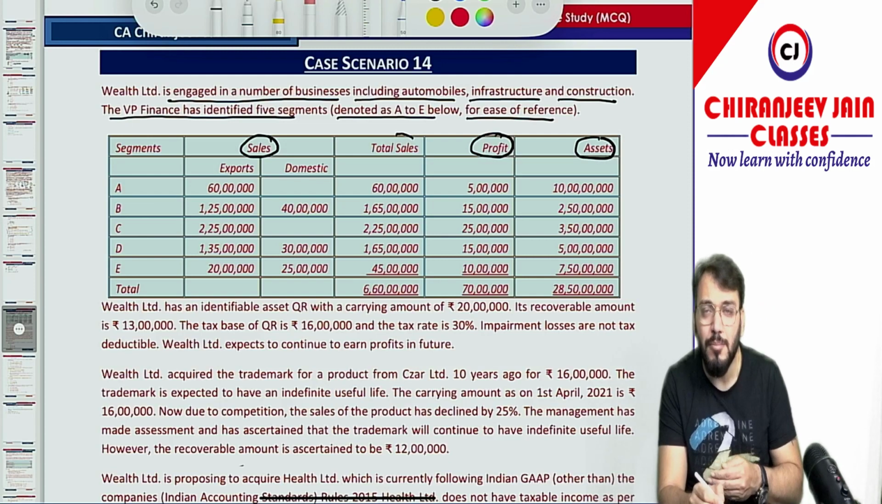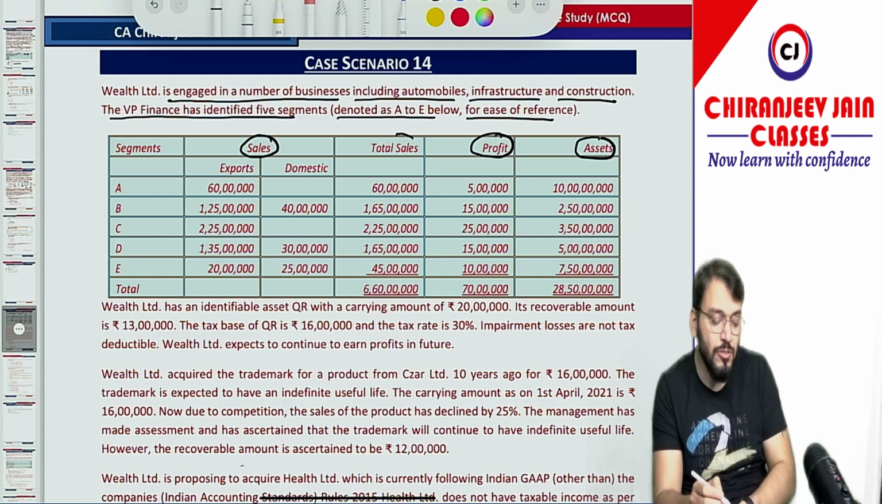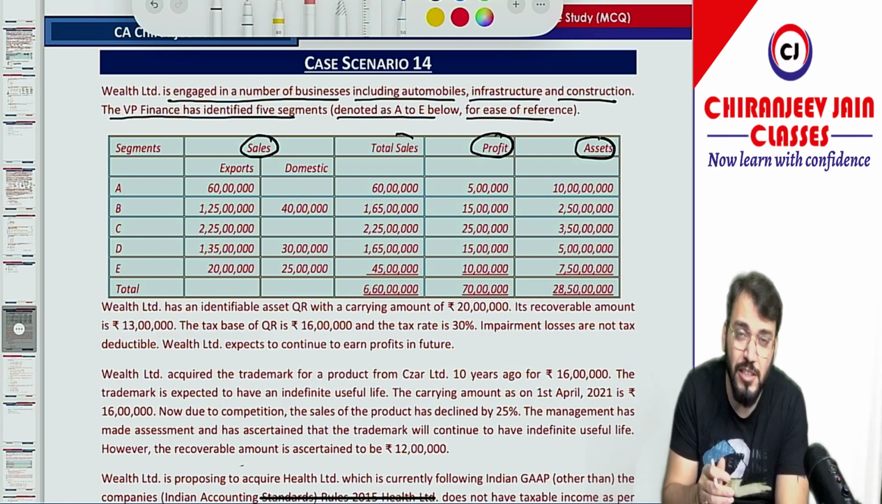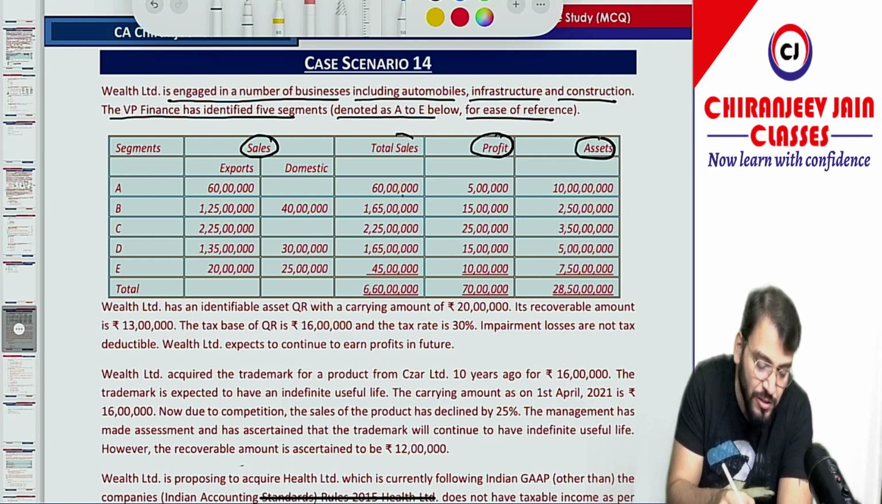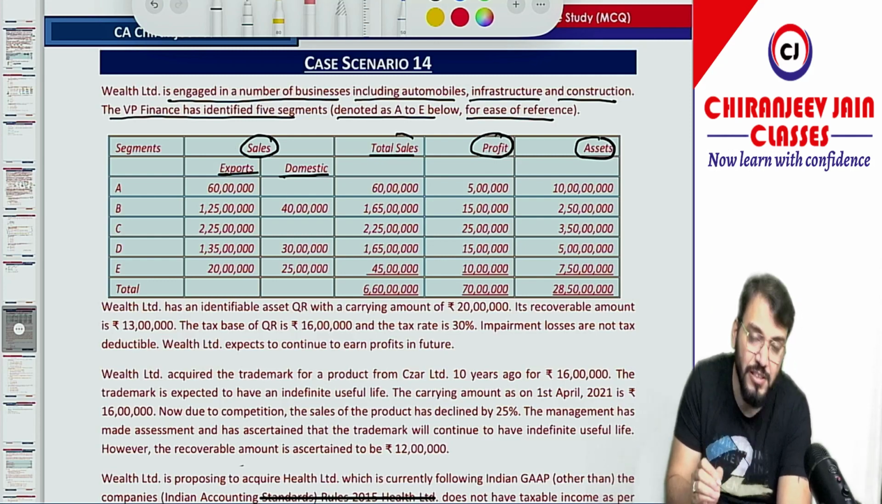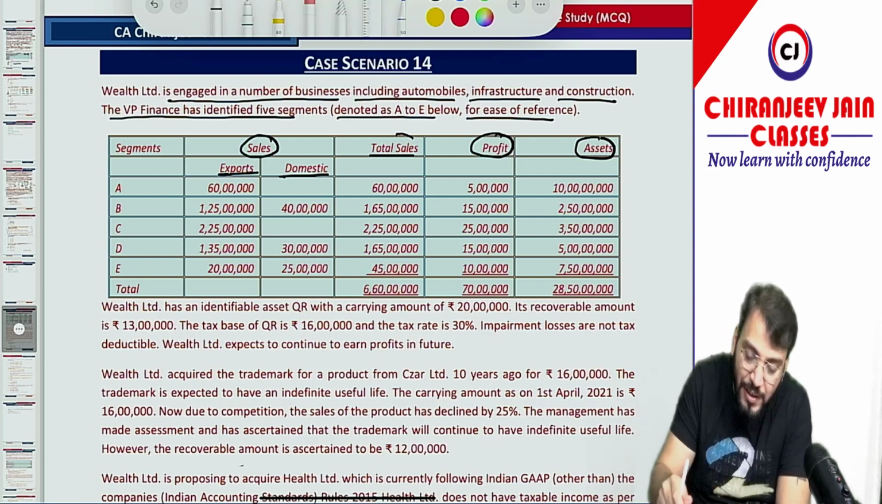So we know there are some quantitative threshold limits, correct? Now we need to cross check. So let us find out the percentage of sales to the total sales, percentage of profit to the total profit and percentage of asset to the total asset. You can see total sales for revenue will take both export and domestic sales. So we'll find out the percentage.